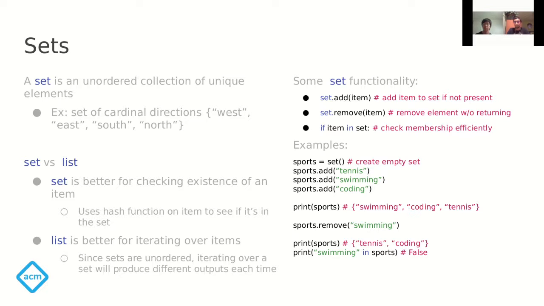So you can add an item by doing set.add(item), and you can do .remove(item). And for some examples here, you can create an empty set like this, and you can add some sports to it, for example.